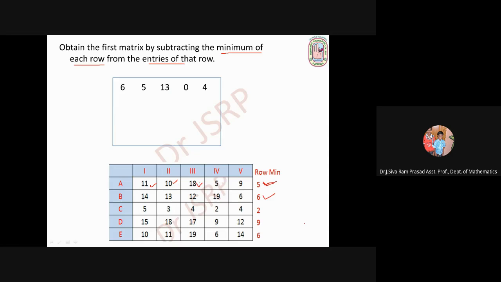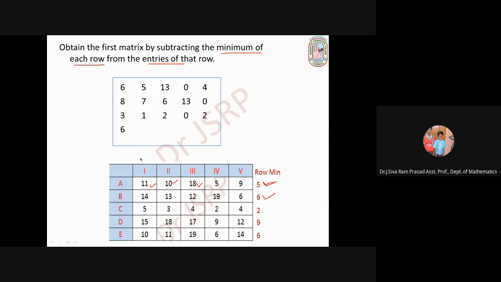You do the calculation. For the first entry, 14 minus 6, 8. 13 minus 6, 7. 12 minus 6, 6. 19 minus 6, 13. 6 minus 6, 0. Similarly, subtract 2 from the third row. 5 minus 2, 3. 3 minus 2, 1. 4 minus 2, 2. 2 minus 2, 0. 4 minus 2, 2.